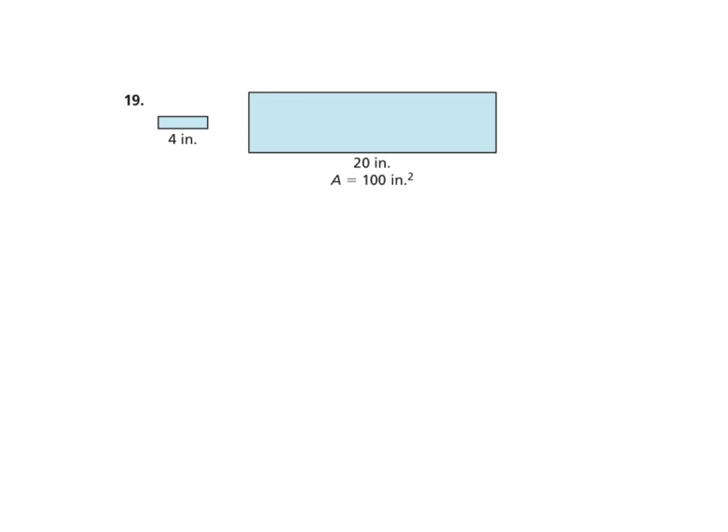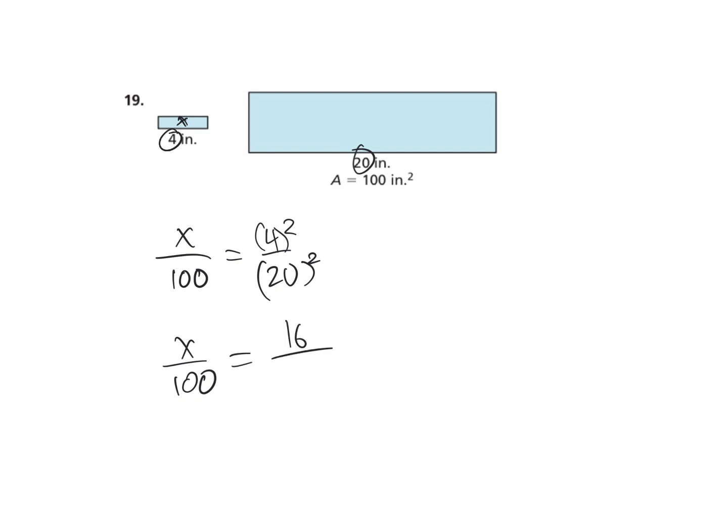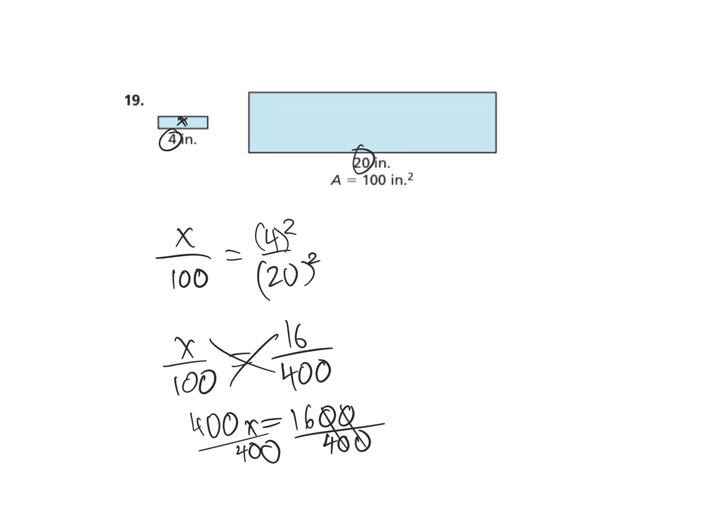Number 19, we have the area of the large one. We don't know the area of the smaller one here, so x is to 100 as 4 is to 20, but we need to square those again. So x is to 100 as 16 is to 400. So 400x equals 1600. So divide by 400. Again, a little trick here. If you have zeros at the end, you can reduce them out. And x equals 4. So the area of the small rectangle there is 4 square inches.